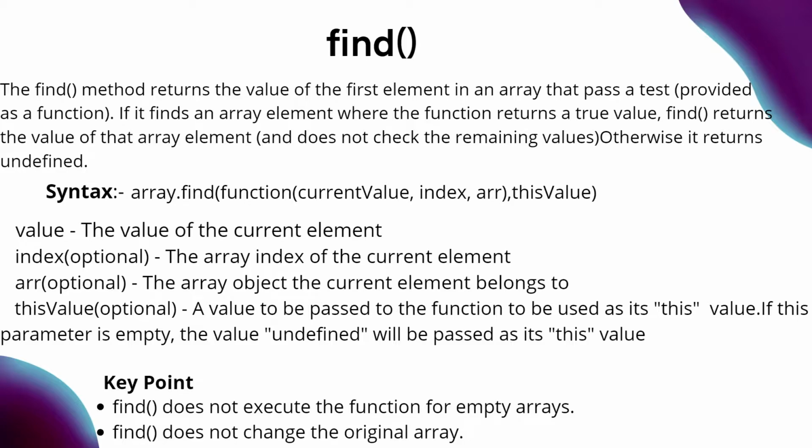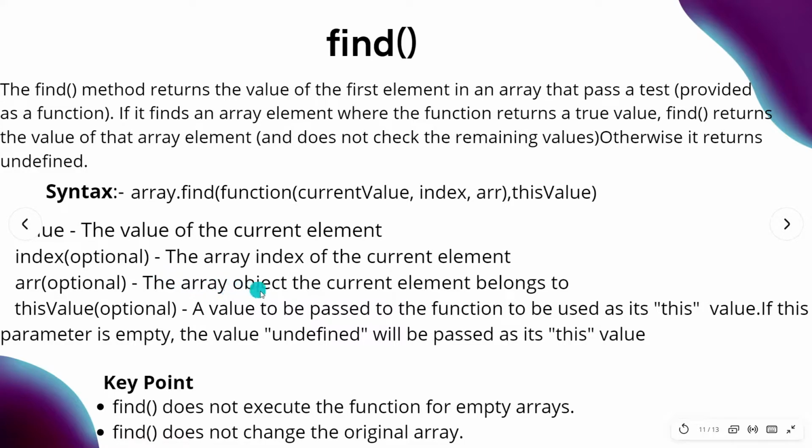This is the basic syntax of find: array.find with a function taking the current value, index, array, and the optional this value. The index, array, and this value are optional, and the current value is compulsory, I mean it's mandatory. Again, this is the same as the filter method, which we saw in the last video. The current value is the value of the current element, and the index is the index of the current element.